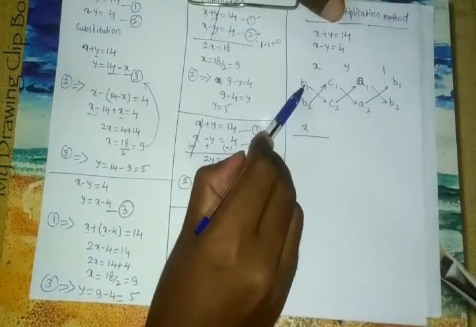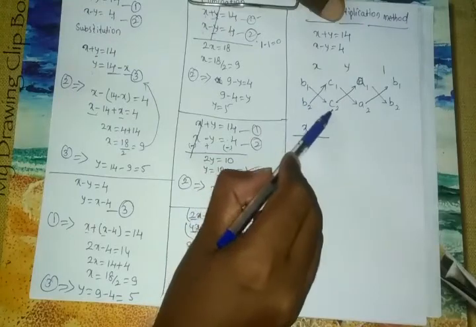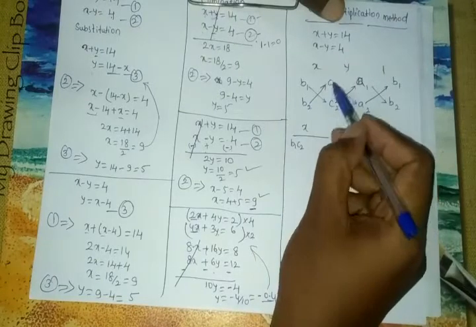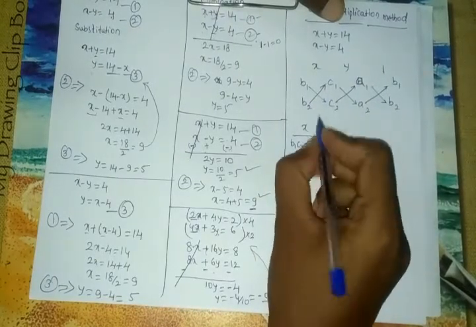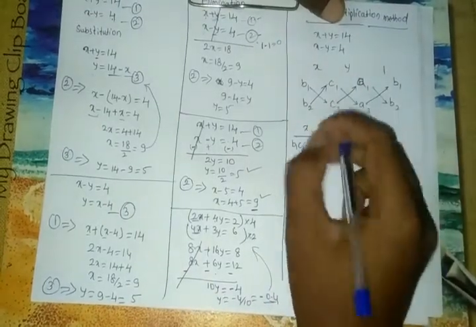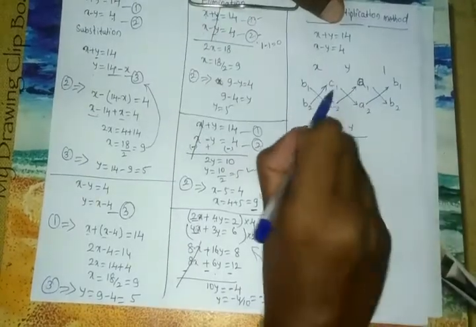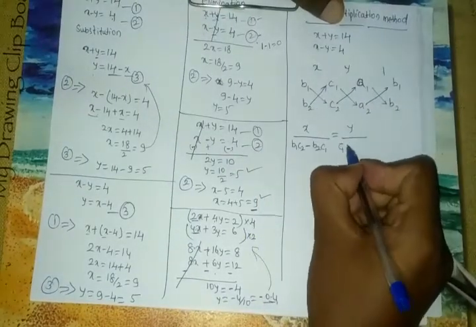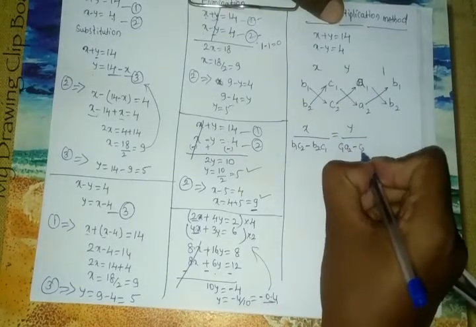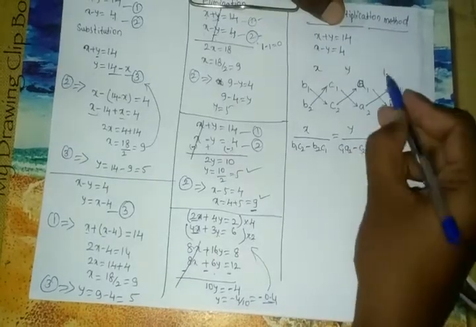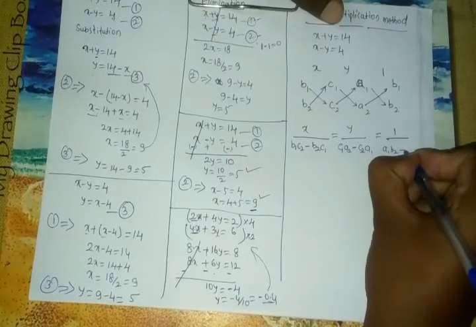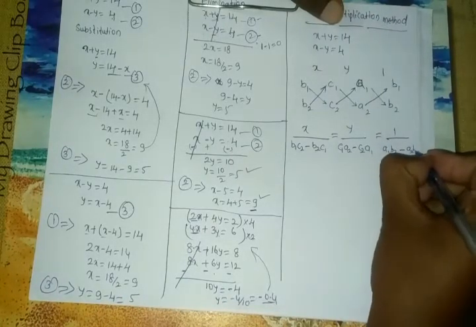You multiply this arrow, I mean b1 into c2, it will be b1 into c2. Arrow going from down to up, I will take it negative, so it will be b2 c1. b2 c1 is equals to, in the same manner, y divided by c1 a2, arrow from down to up, I will take it as minus c2 a1, and the last 1 divided by a1 b2 minus a2 b1.